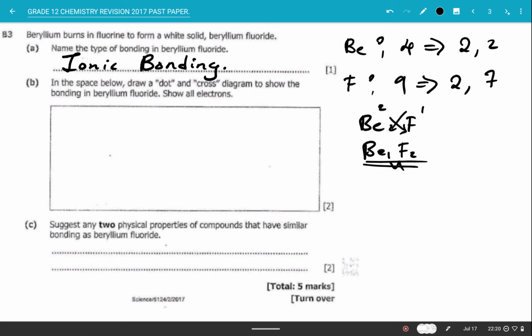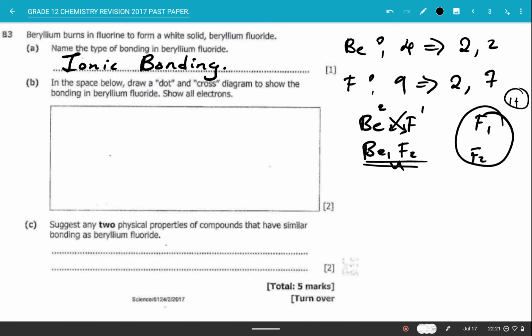Now, once you have that, this will tell you how many atoms of beryllium and how many atoms of fluorine should be drawn. So you know that you draw 1 atom of beryllium and 2 atoms of fluorine. Now you know that beryllium needs to lose 2 electrons to be stable, while fluorine needs to gain, since we have 2 fluorine atoms, fluorine 1 and fluorine 2, each fluorine atom needs to gain 1 electron to be what?